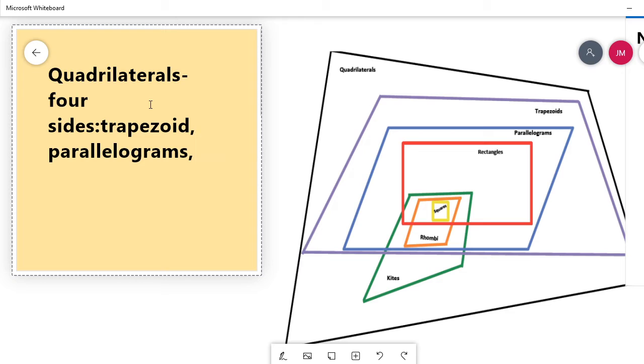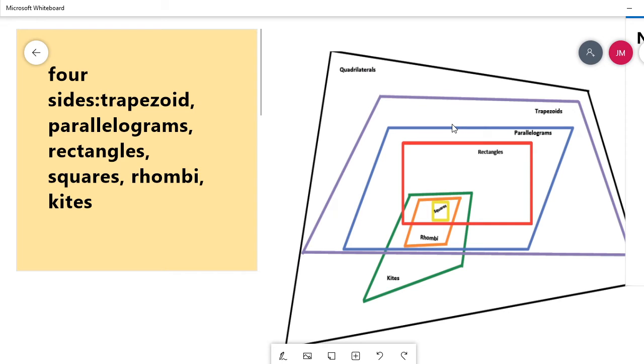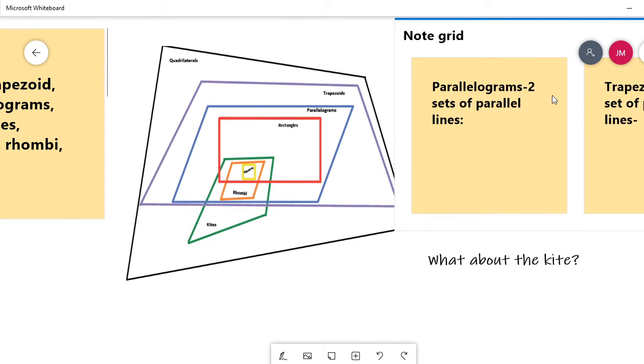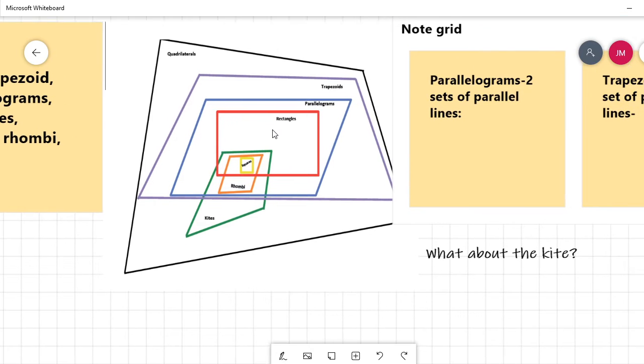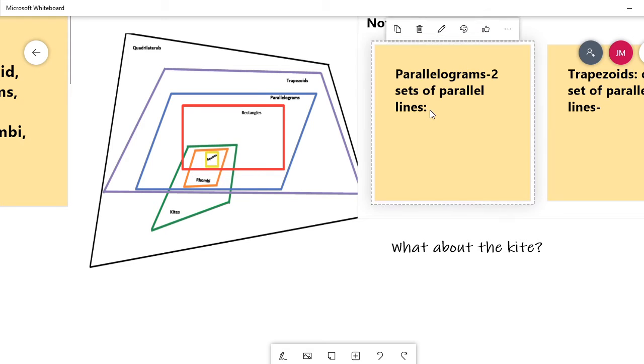Parallelograms are quadrilaterals. Rectangles are quadrilaterals. Squares, rhombi or rhombuses, either way is correct. Kites are quadrilaterals. Okay, so that makes it simple. They all qualify because they're all inside the black outline, the perimeter. Now let's see which one of these are parallelograms. Now remember, parallelograms have to have two sets of parallel lines, and we know that a trapezoid by definition only has one. So a trapezoid cannot be a parallelogram.